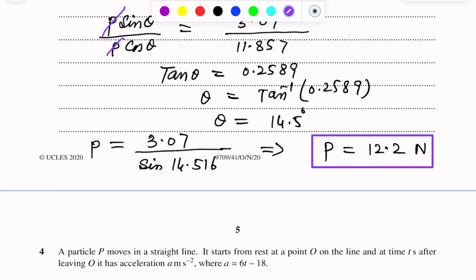P is equal to 12.2 Newton correct to three significant figure, and the value of theta is 14.5 degree, correct to one decimal place. These are the answers.